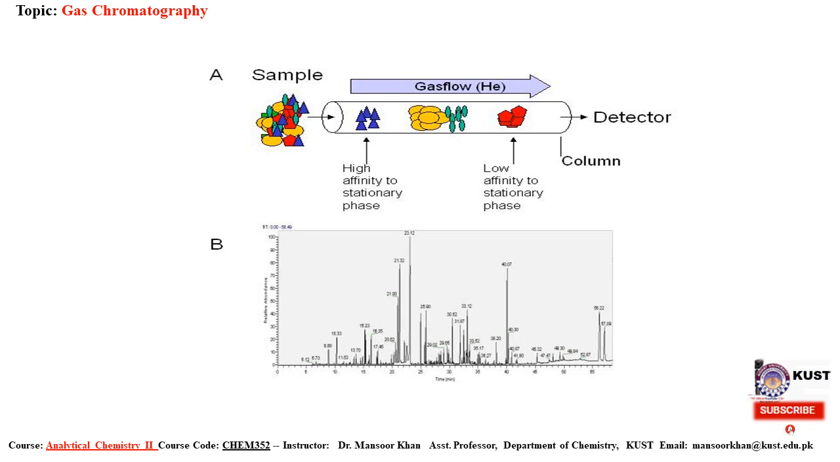The third component, whose affinity toward the stationary phase is greater than the green and red but lower than the blue, is the yellow. So the third peak will appear for this yellow component of the sample. Blue will appear last, because its affinity toward the stationary phase is high compared to the other components of the sample. So the detector will show it last.